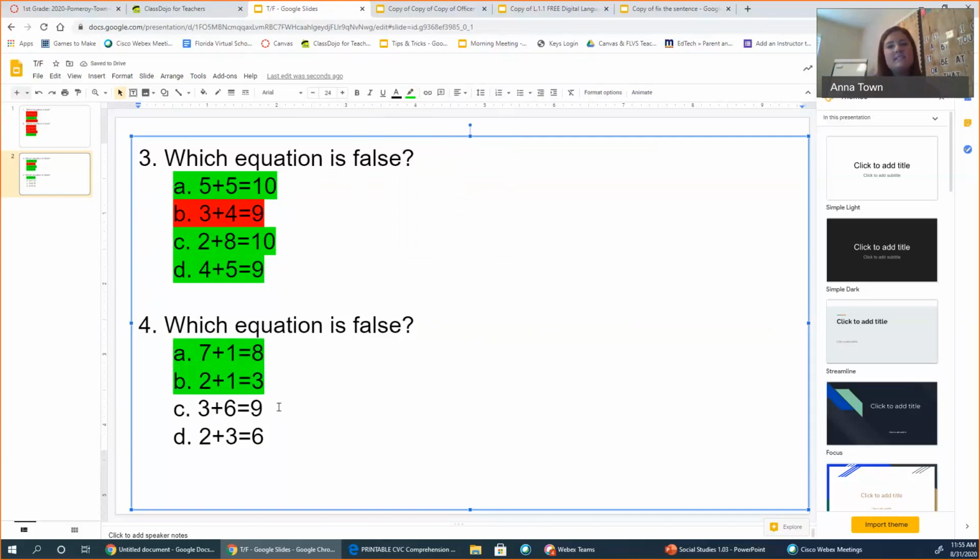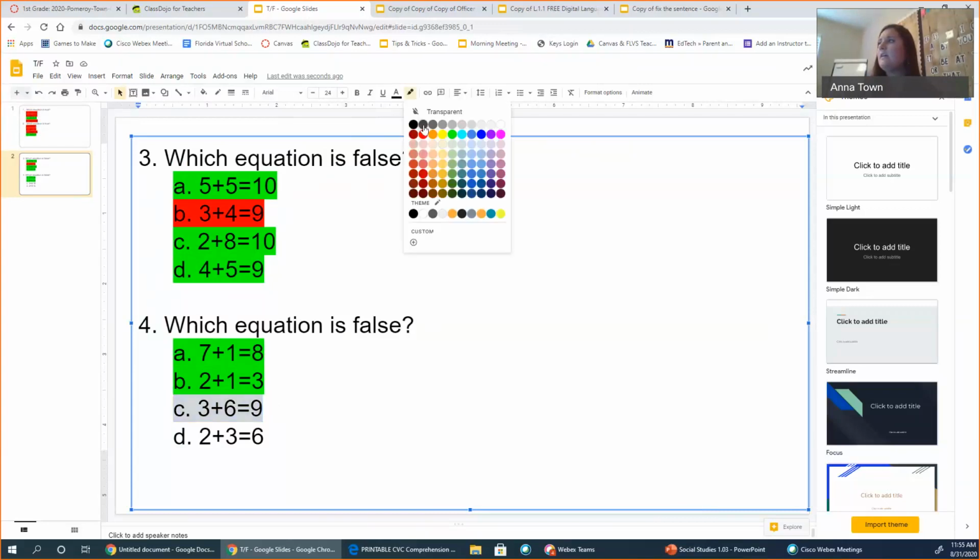Let's look down at C. 3 plus 6 is 9. Is this true or is it false? It's true. 6, 7, 8, 9. So we're going to highlight it green.